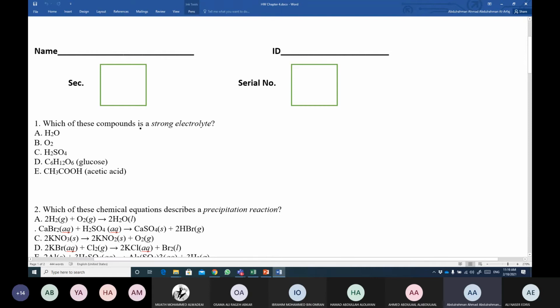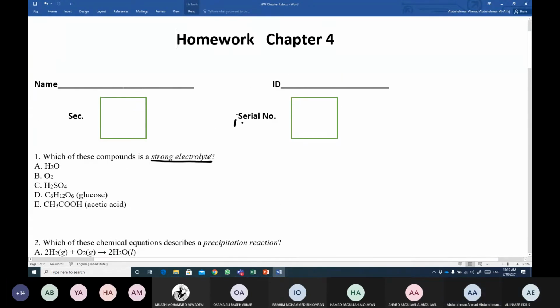Next, which of the compounds is a strong electrolyte? In order to have a strong electrolyte, what should we have? Strong acid or ionic compound? Yes, ionic compound. Which one is the strong electrolyte? Is water a strong electrolyte? No. It's not an electrolyte.